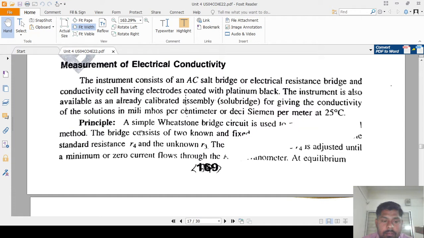What is the principle of the method? Okay, the principle of the method is here.